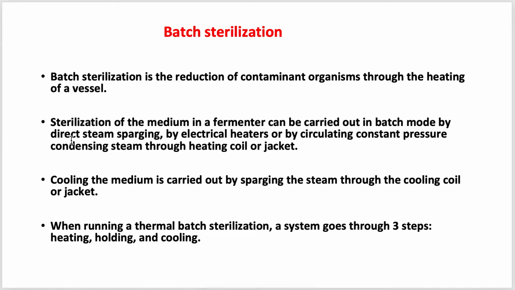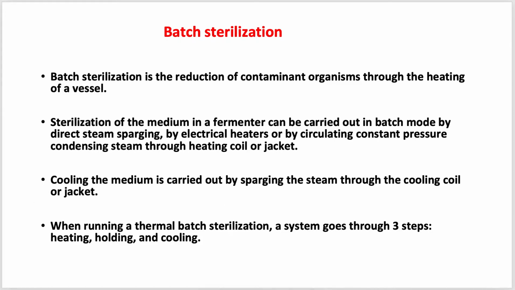Now, in batch sterilization, we use heat to reduce the contaminant microorganisms. We can use the heat by different modes, such as direct steam sparging, electrical heaters, or circulating constant pressure condensing steam through a heating coil or jacket. Cooling of the medium is carried out by sparging steam through the cooling coil or jacket.